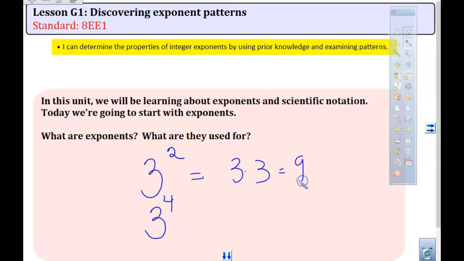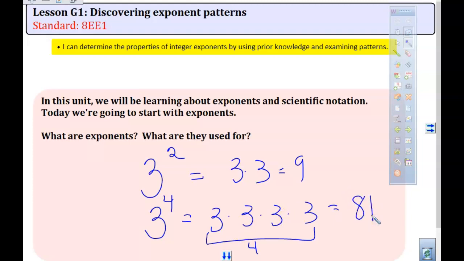So 3 times 3 is 9, right? 3 to the second, going back to the beginning of the year when you had to memorize all those squares and cubes, right? 3 to the 4th does not mean 3 times 4. Remember, it tells me that I have to have 4 3s. And if you think about that, the first 2 3s are 9 times 9. 3 to the 4th is 9 times 9, which is 81. So what are exponents used for? They're a shortcut for showing multiplication, because they tell us how many times we are multiplying.